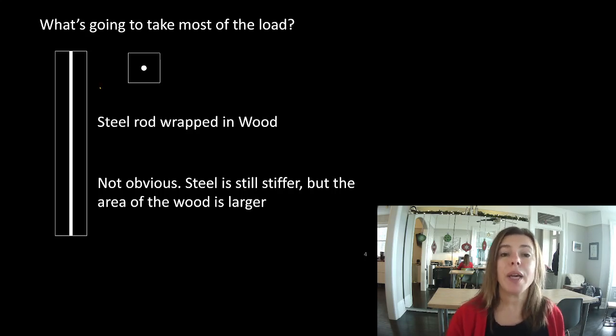We know there will be a sharing of load there, but we don't know how much each element is going to take. And that's important if we're trying to design each of those materials, because the amount of load that the steel carries, or the factored load on the steel, has to be less than the reduced capacity of the steel. And the factored load that the wood supports needs to be less than the reduced capacity of that amount of wood.